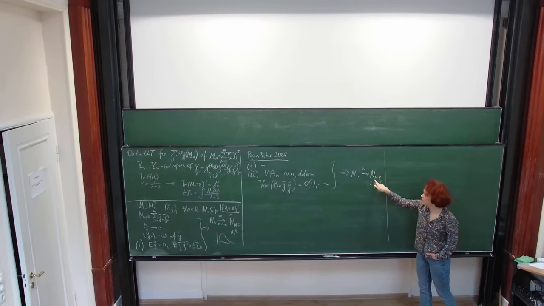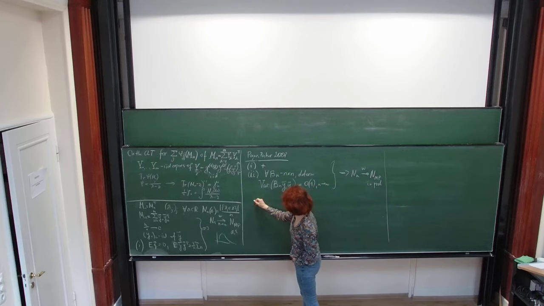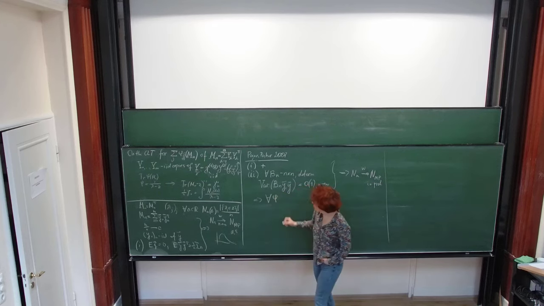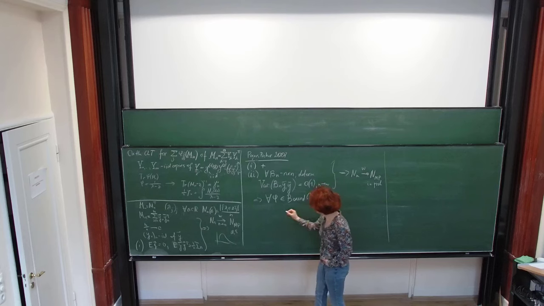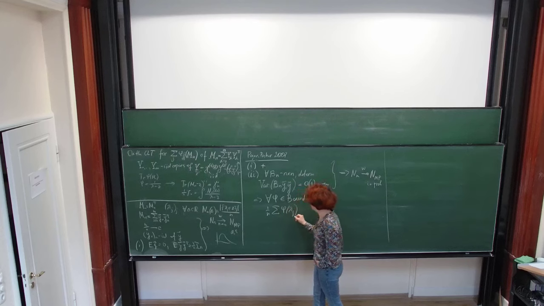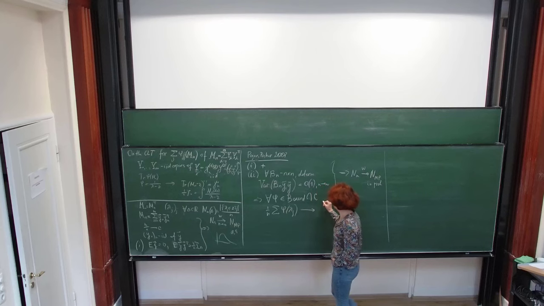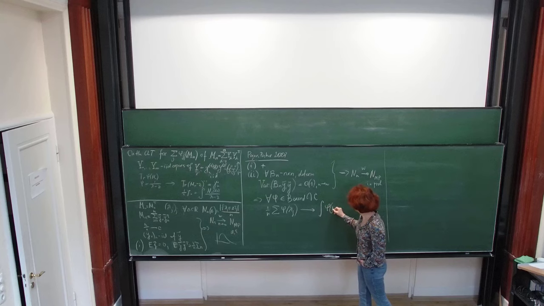So what does this weak convergence mean? This means that for every bounded and continuous function phi, we have, with probability 1, that 1 over n sum of phi of lambda j converges to the average with respect to the limiting measure. Okay, it has a density.